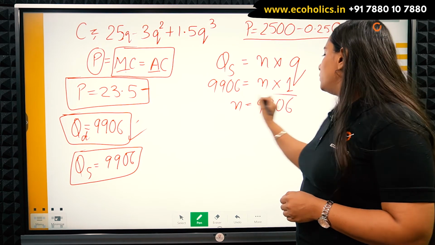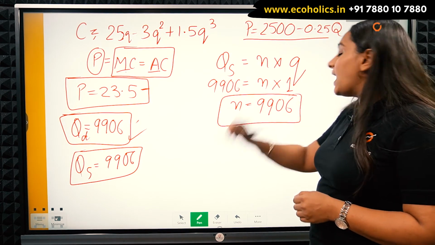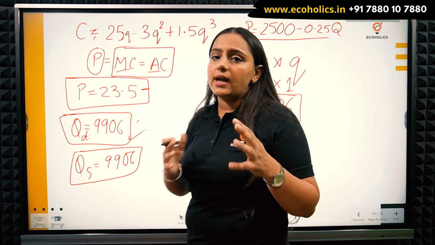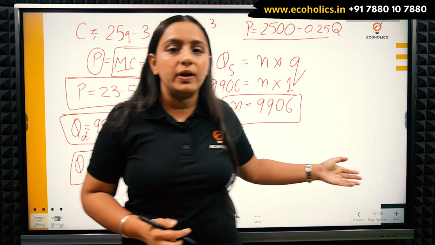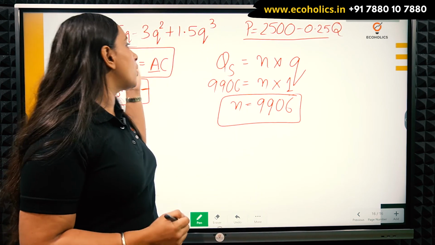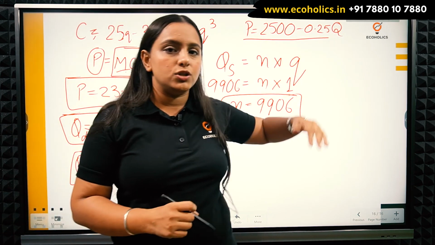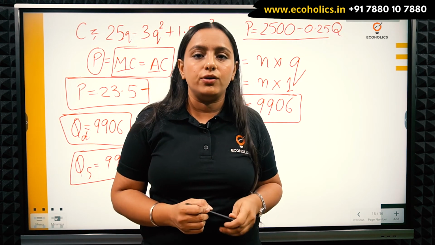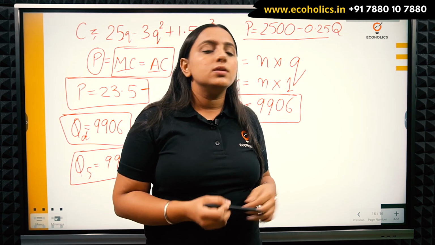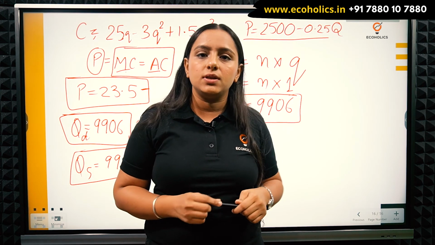So what have I got to know? I have got to know that I need 9,906 firms in that market if I want to operate at the equilibrium according to the given conditions. So the number of identical firms would be 9,906. So this is the solution for question number 38.